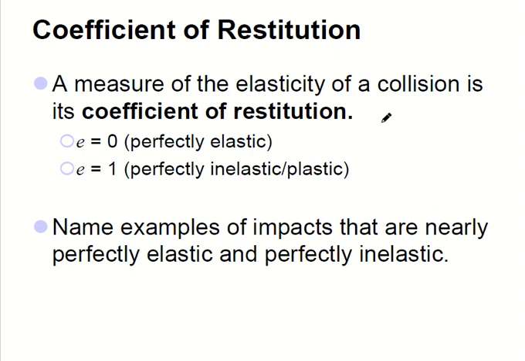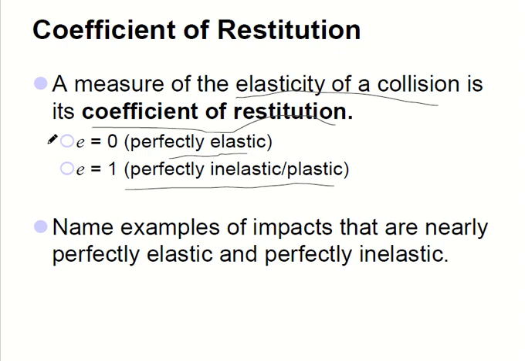So a measure of the elasticity of the collision, we call that the coefficient of restitution. Of course we use a little e, and 0 means perfectly elastic, and 1 means perfectly inelastic, or plastic. It's just E and P. So E is elastic, coefficient of restitution is 0. P is plastic, which is inelastic, coefficient of restitution is 1.